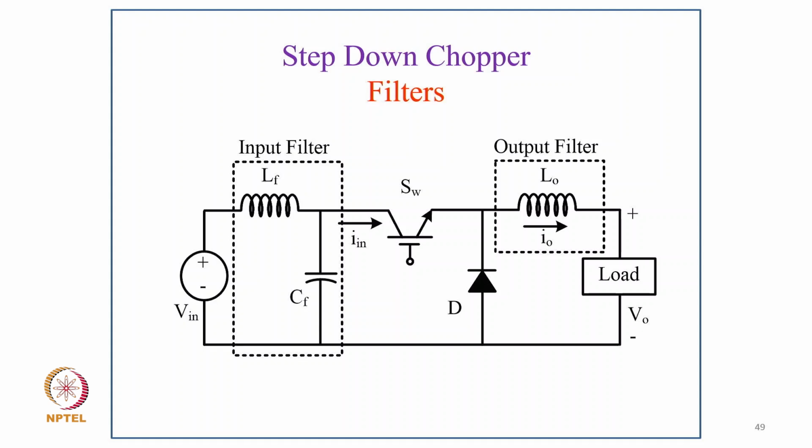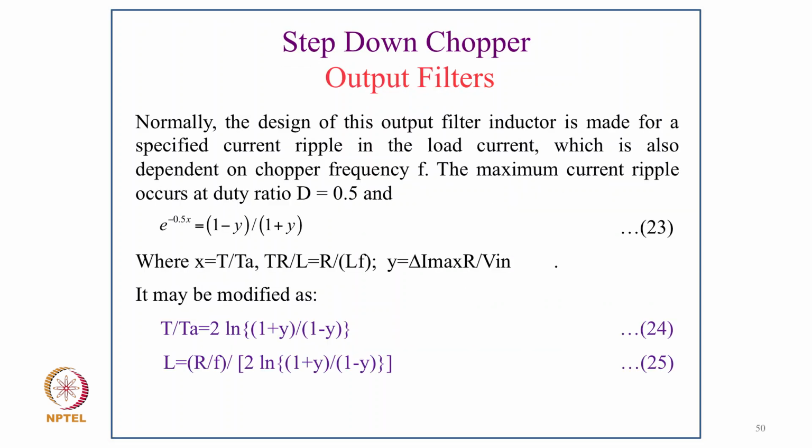So a typical example, you can see the input filter: after the source we have an L and C. Why is C there? Because when the switch is off, the LC circuit will still remain and keep the current in the source continuous. And then the output inductor, because of its filtering action, when the switch is off, makes the output current continuous. So this output inductor works as a filter for the step down chopper.